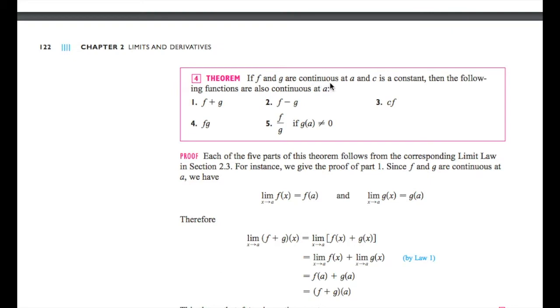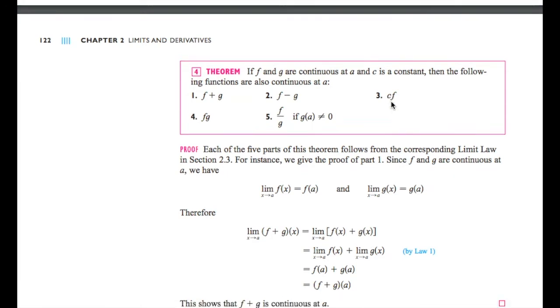If f and g are continuous at a, and c is a constant, then the following functions are continuous at a. All right, so that means this is a function, this is a function, c is just a number, constant means just a number. So if we add them, they're still continuous, subtract them, still continuous, multiply them, still continuous, divide them, still continuous, as long as the denominator is not equal to 0, like always. And also if we just multiply the function f with a constant, they are still continuous.